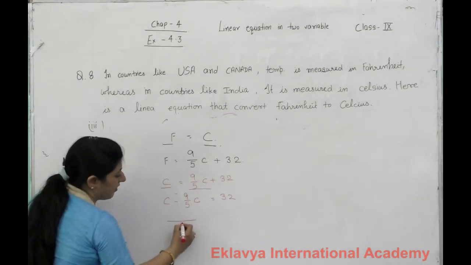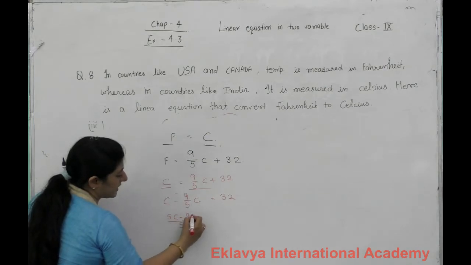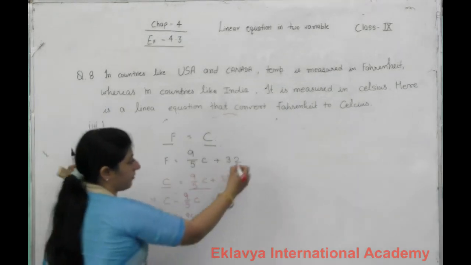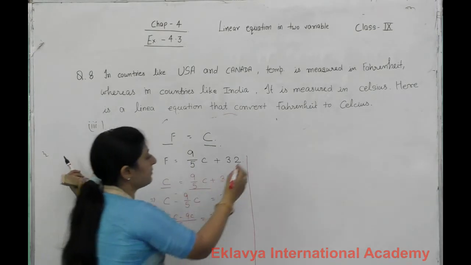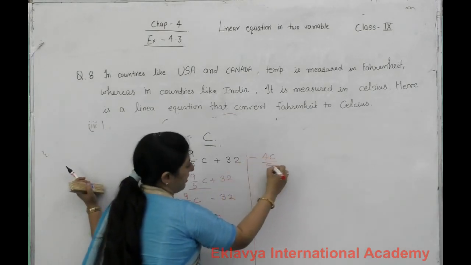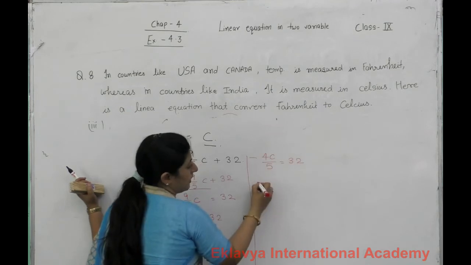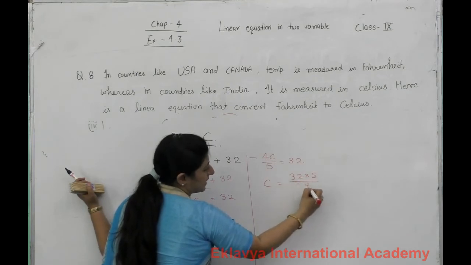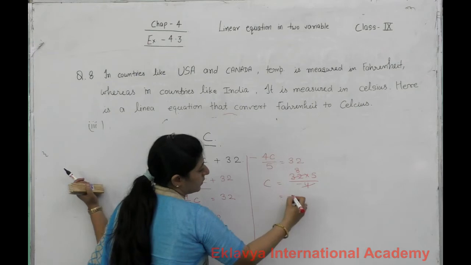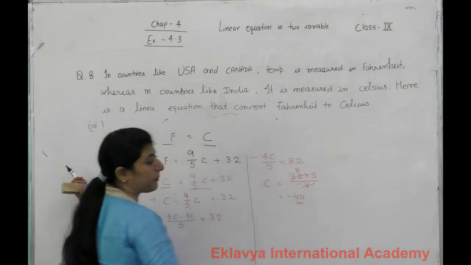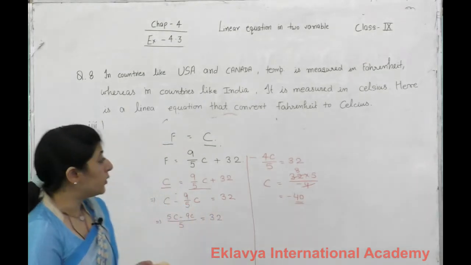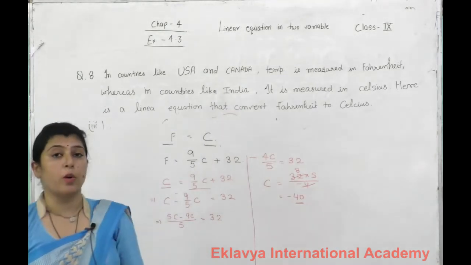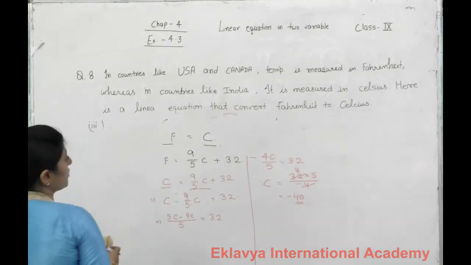Now LCM is 5, that becomes 5C minus 9C is equal to 32. This becomes minus 4C upon 5 is equal to 32. Then C is equal to 32 multiplied by 5 upon minus 4. 4 8s are 32. Then it becomes minus 40. It means minus 40 is the numerical value on which Fahrenheit and Celsius are equal. So this type we solve this question.